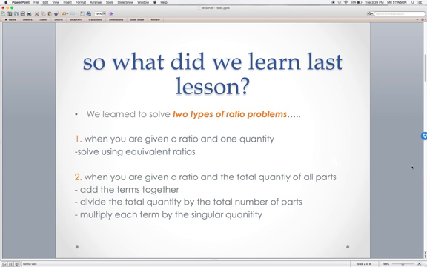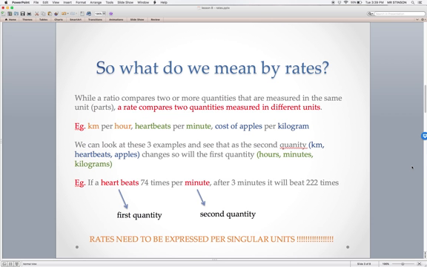And this was a three-part solution. First, we added the terms together. Secondly, we divided our total quantity by the number of parts we found in step 1. In step 3, we multiplied each of our ratio terms by the singular quantity we found in step 2. So, let's have a look at what we're doing today.